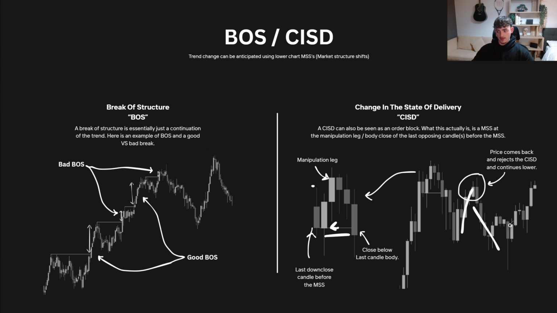Okay, and then here again, we have a really nice manipulation here, and then we have a CISD here, and then price comes back in, trades into there, and then we move off that. So that is that. Now let's go into some chart examples.